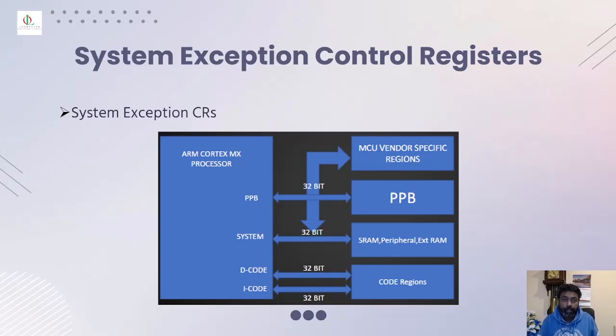And as we learned earlier, this is the system exception control registers. In the previous session, if you want to get to flash memory and the SRAM memory, you can do so through the code regions via the data bus and the instruction bus, and they are all 32-bit as you learned. But if you want to connect to SRAM, peripheral, or external RAM, then you need to use a system bus. And if you want to go to the private peripheral bus, then you need to interface with that PPB to get into the vendor specific regions. These are all Cortex M4 processor buses, and this is a vendor specific bus.